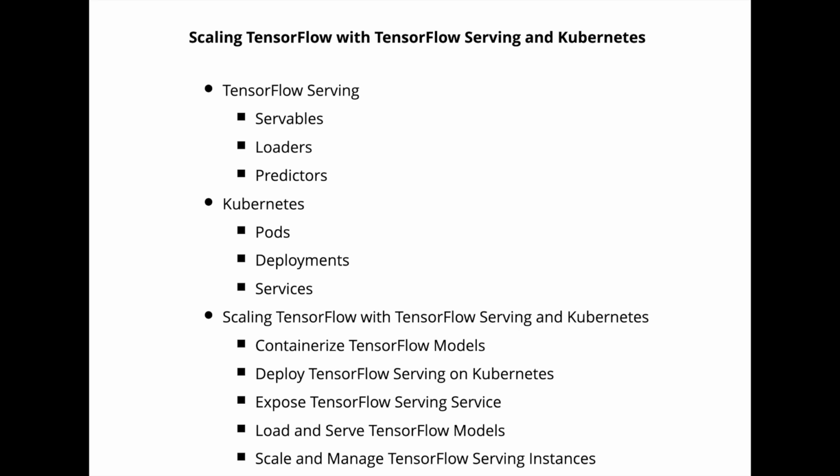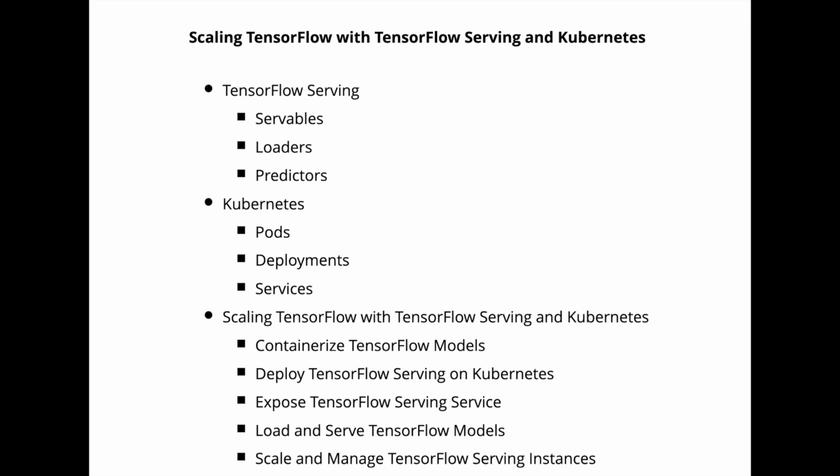To scale TensorFlow models with TensorFlow Serving and Kubernetes, follow these steps. First, containerize TensorFlow models. Package TensorFlow models as Docker containers with TensorFlow Serving installed. Define a Dockerfile to specify the model serving environment and dependencies. Next, deploy TensorFlow Serving on Kubernetes.